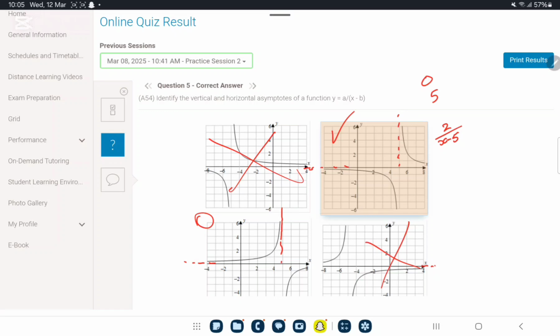Now we just check one point. Here 6, 2. So when the x value is 6, the y is supposed to be 2. So 2 over 6 minus 5, so 2 over 1. And you get 2. So this is the correct answer.